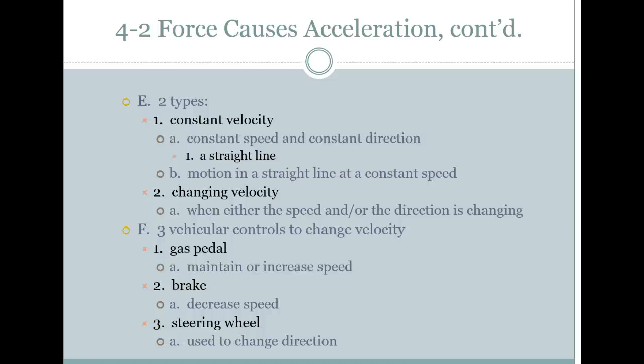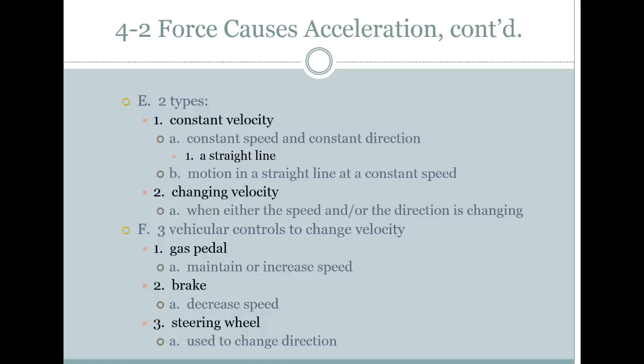Changing velocity. If either the speed or the direction or both is changing, then the velocity is changing. Constant speed and constant velocity are not the same. A body may move at a constant speed along a curved path, for example, but it does not move with constant velocity because its direction is changing every instant.